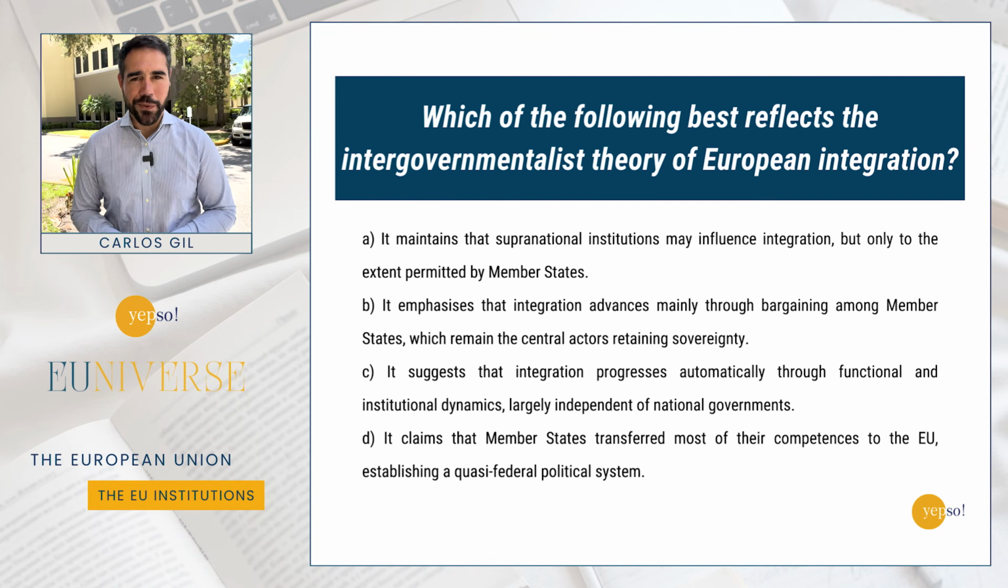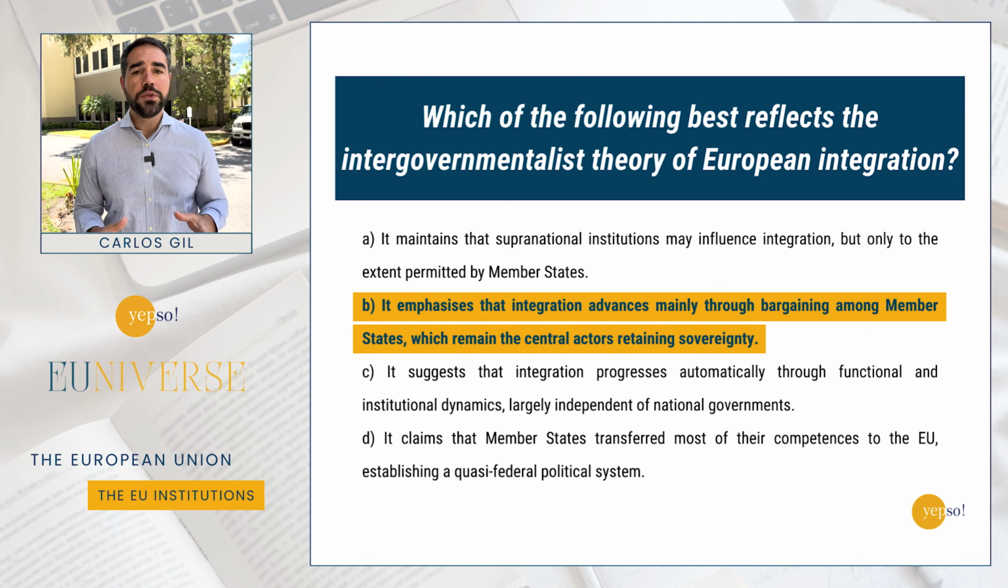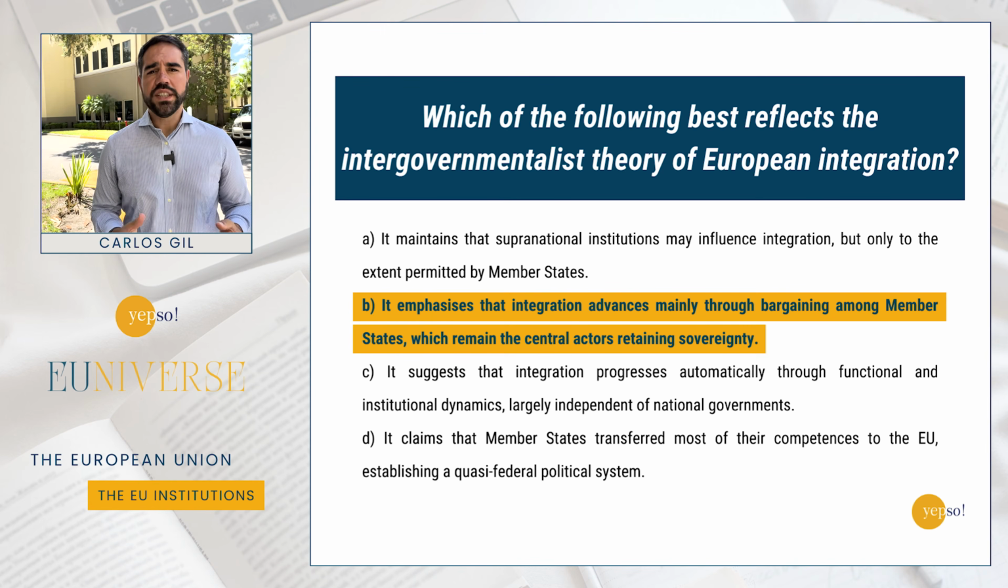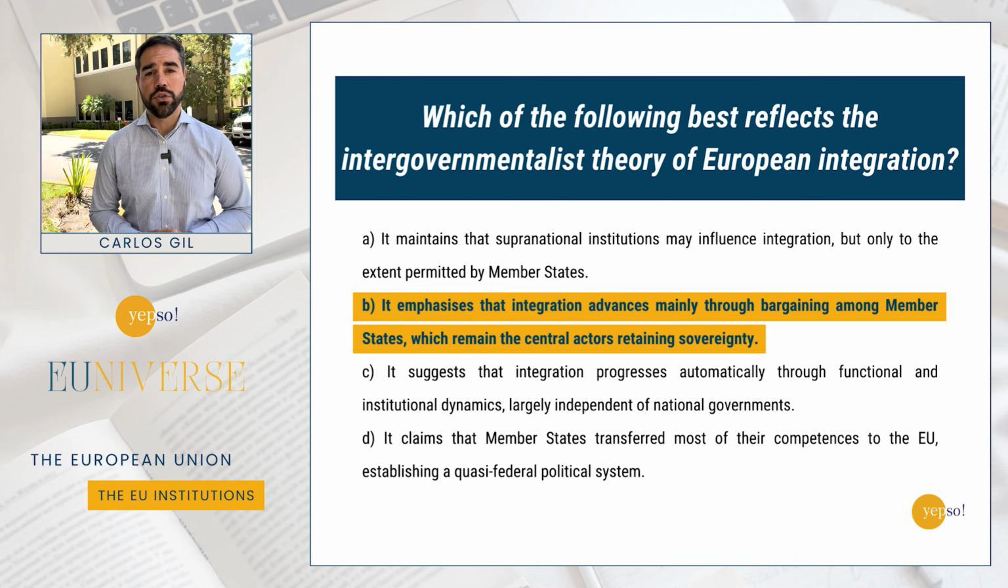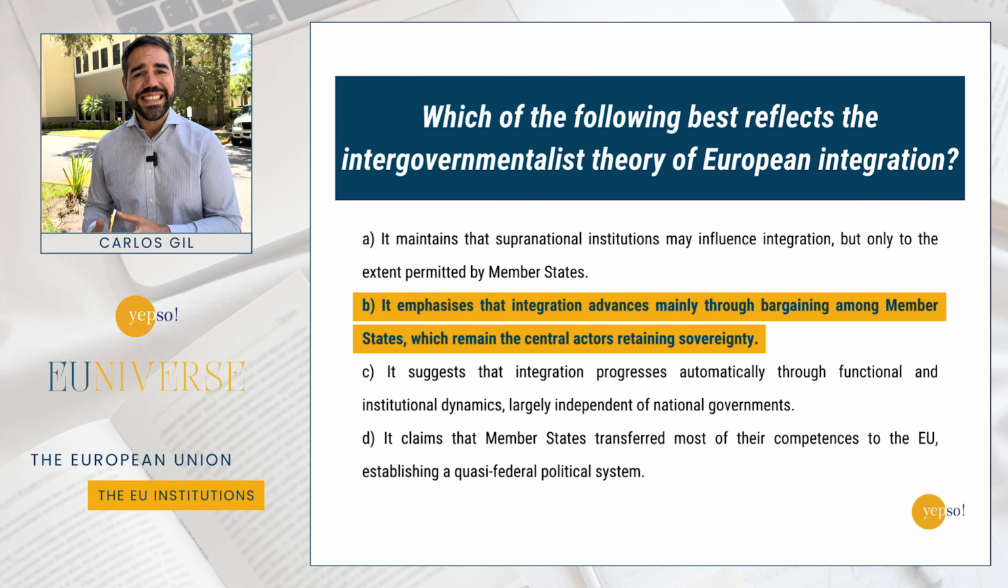Again, this was not an easy one, right? In this case, there is only one correct option, and that is option B, which best captures the essence of intergovernmentalist theory, as developed by scholars such as Stanley Hoffman and later Andrew Moravcsik, a liberal intergovernmentalist I already referred to in the previous session. According to this view, European integration progresses not through automatic dynamics, but through negotiation and compromise among governments, which deliberately decide how much sovereignty to pool while remaining the principal actors in control of the process.